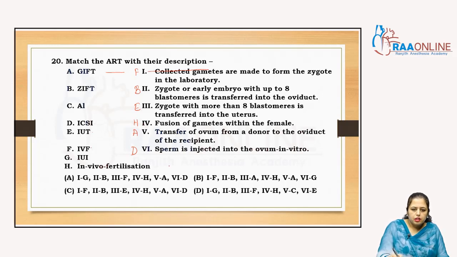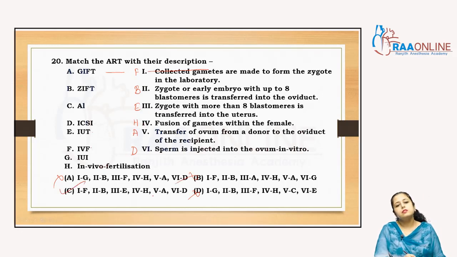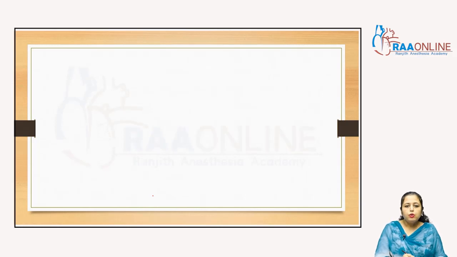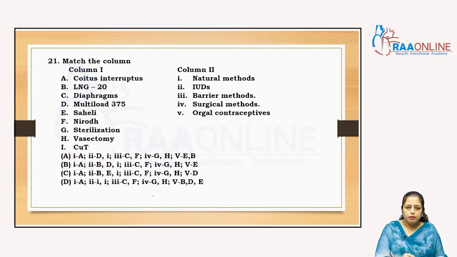1F. 1F is present in only B and C. 2B, okay. 3E, it is in the C option, so the answer is C. Clear? Now come to the next, 21.